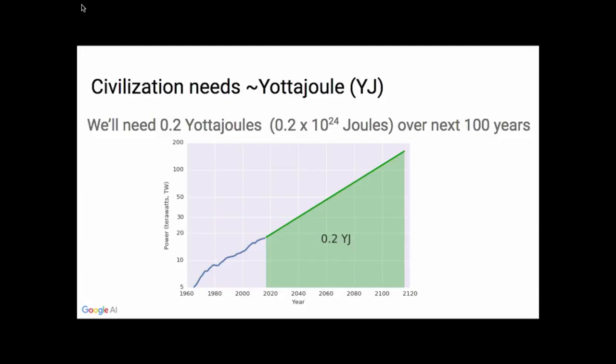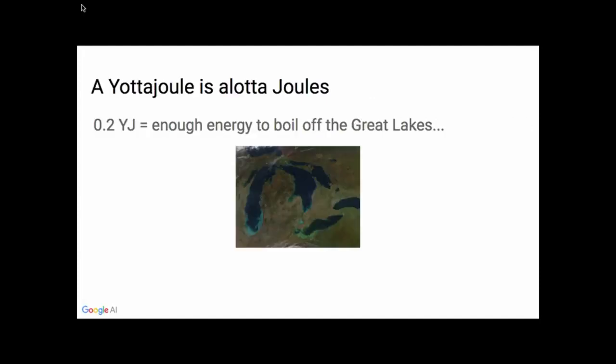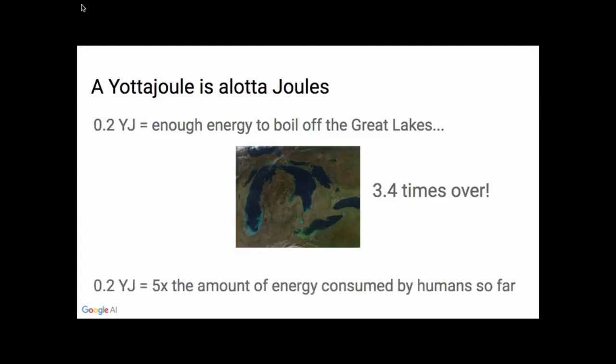That's a lot of energy. A yottajoule is a lot of joules. 0.2 yottajoules is enough energy to boil off the Great Lakes 3.4 times over. And in fact, according to my calculations, 0.2 yottajoules is about 5 times the amount of energy consumed by humans since the beginning of civilization. So we're going to need a lot of energy in the next 100 years. Where's this going to come from?